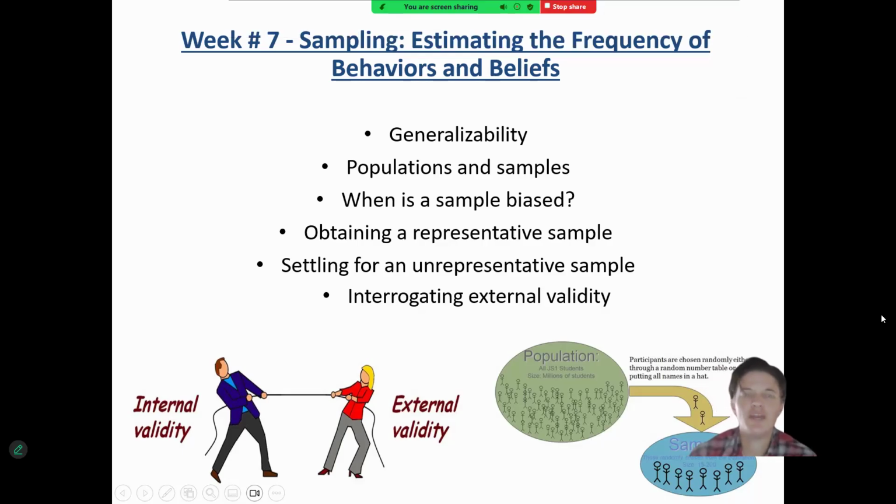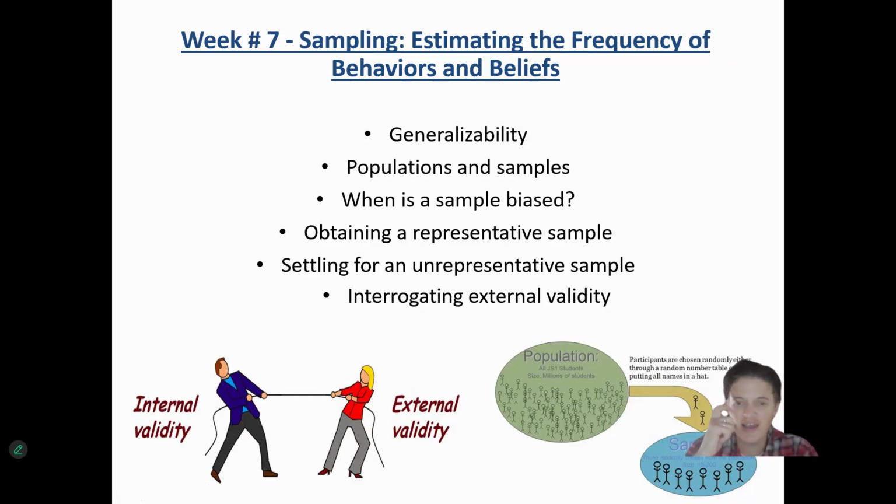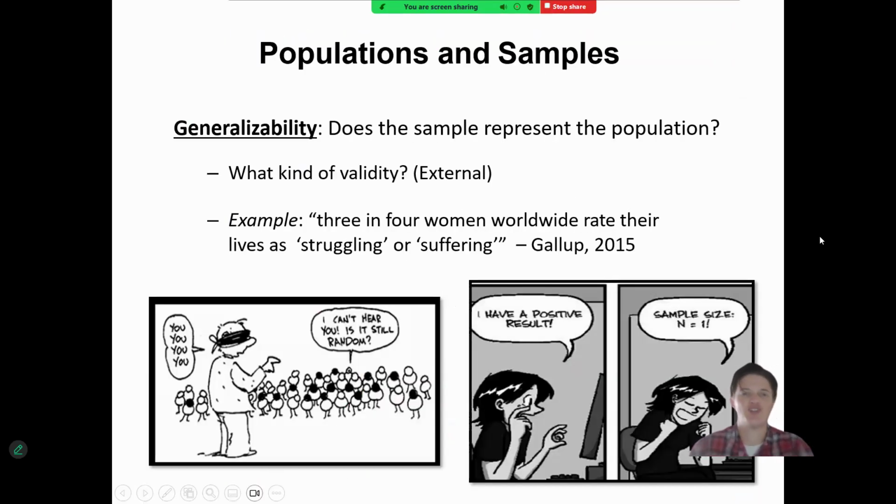Hi, everybody. So this week, week number 7, we are looking at sampling, estimating the frequency of behaviors and beliefs. We'll talk a little bit about generalizability, the difference between populations and samples. We'll look at some different types of sampling, when a sample is biased, maintaining or obtaining a representative sample, settling for an unrepresentative one, and then a little bit about interrogating external validity. So a lot of things related to external validity here.